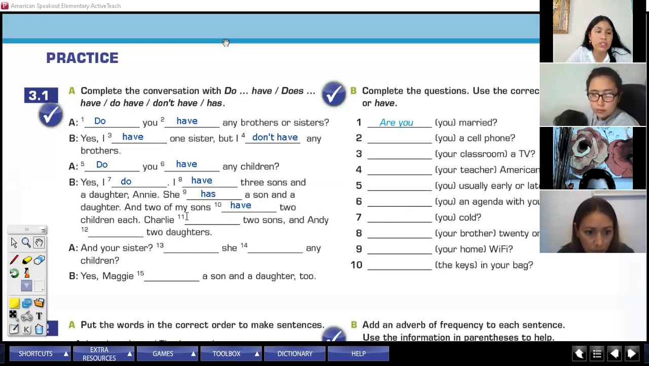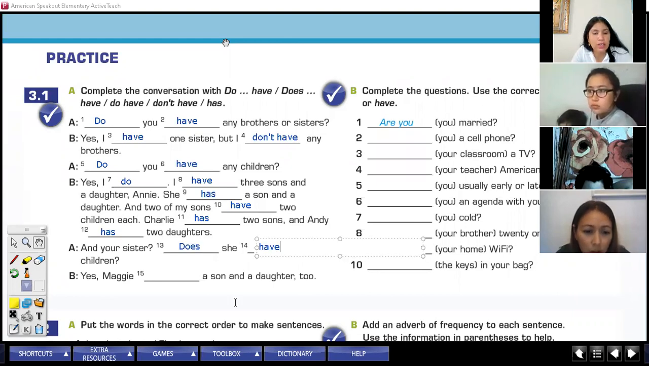Charlie, 2 sons. Charlie what? Has. Charlie has, very good. Charlie has 2 sons and Andy 2 daughters. Has. And Andy has 2 daughters, very good. And your sister, she any children? Does she? Does she, very good. Does she have any children?